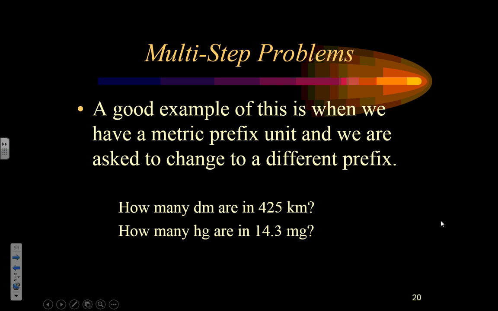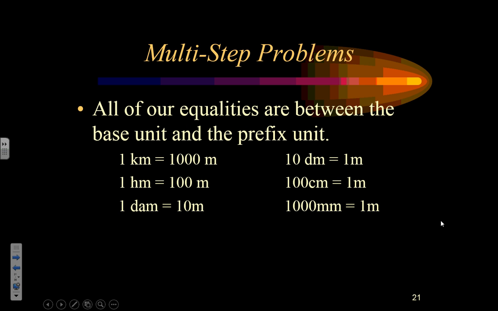So in the case of how many decimeters are in 425 kilometers, well, I know I want to get rid of kilometers, but if I think about what I know about kilometers, the only thing we studied was the fact that there's 1,000 meters in a kilometer, and that's it. We didn't have any equality between kilometers and decimeters. So that means we're going to have to do it in multiple steps.